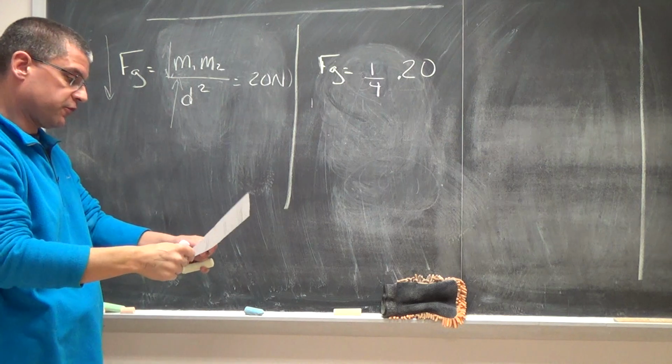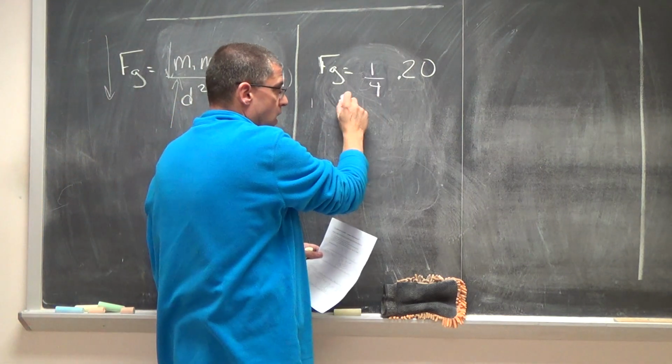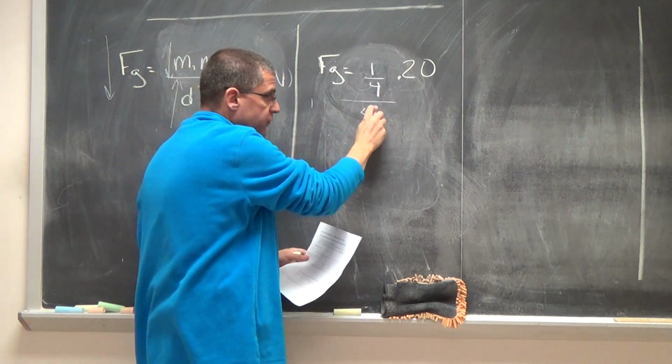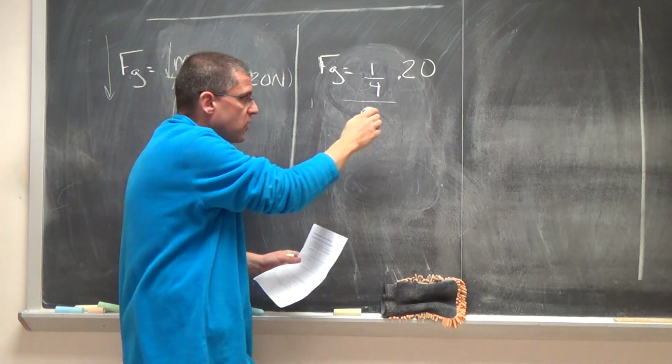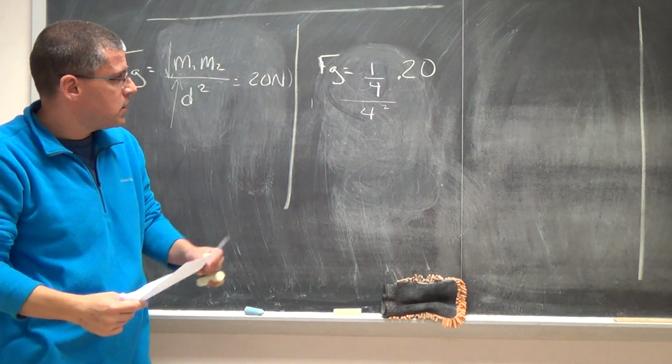Now what about the distance? Okay, increase distance by a factor of 4. Okay, divide 4 times the original value, but don't forget, squared. All right, now, hold on a minute.